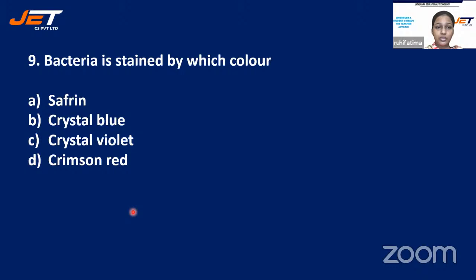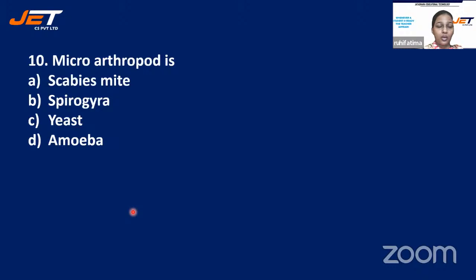Now we have another question. Bacteria is stained by which color? Saffron, crystal blue, crystal violet, or crimson red? Very easy question. Come on, students. Answer quickly. Very nice. All right, and the correct answer is crystal violet.